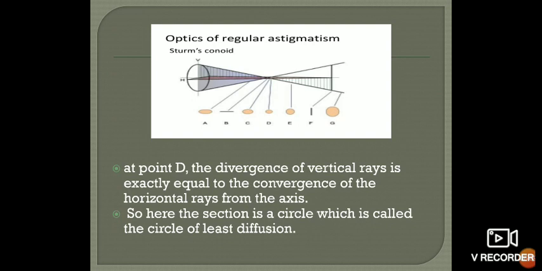The significance of this circle of least diffusion is that whenever we give a refraction to a patient, our motto should be point focusing, that the vertical meridian and horizontal meridian should focus at a point on the retina. But sometimes in case of irregular refraction it is not possible. In that case our goal is that the circle of least diffusion should fall on the retina. So there will be less divergence or convergence of rays, and the image will be more clear. Okay, that is the significance of the circle of least diffusion.